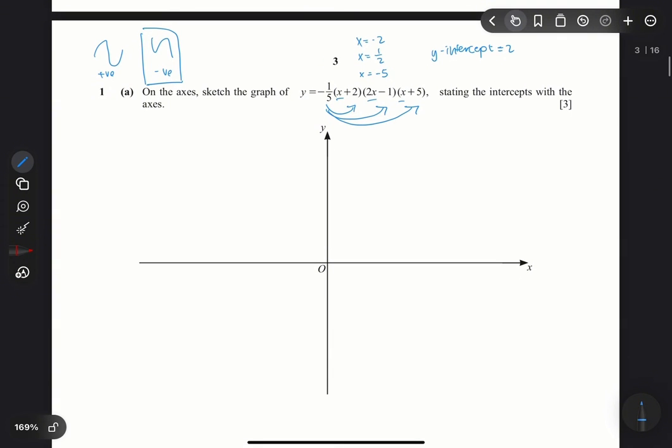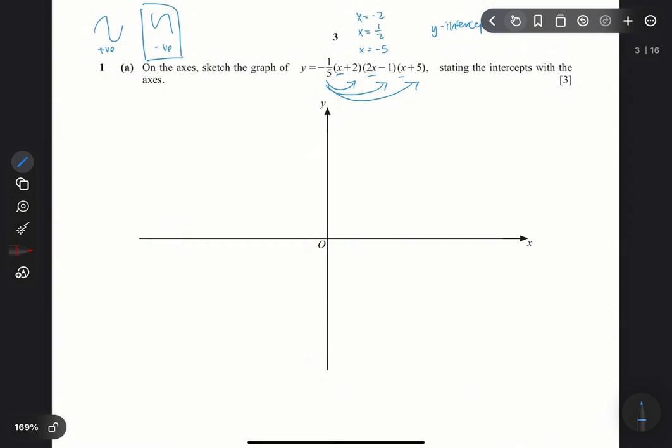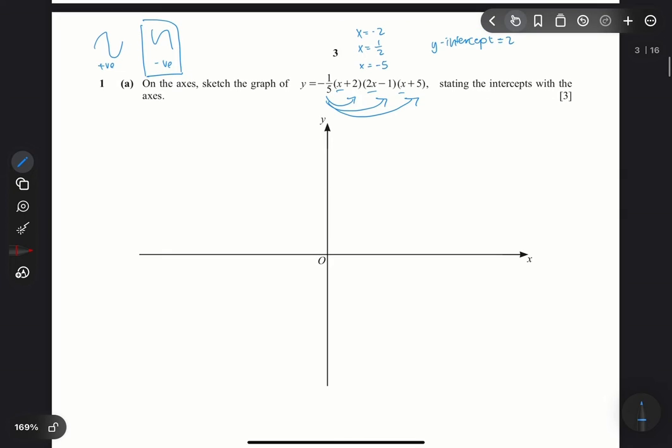And now you just need to plot the points. So since the y-intercept is 2, and then minus 5, minus 2, half. So the graph should be something like this.